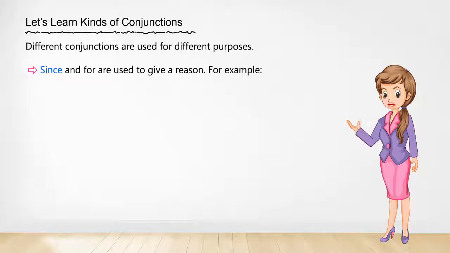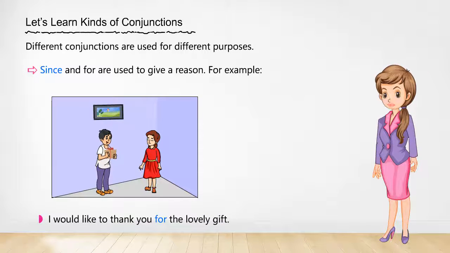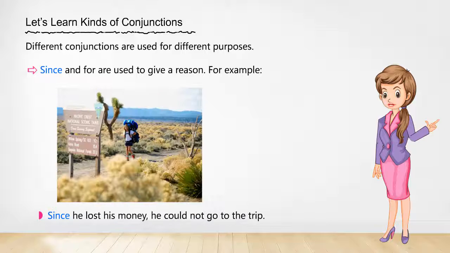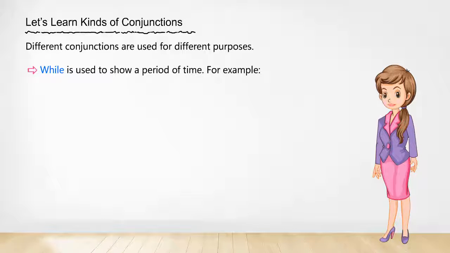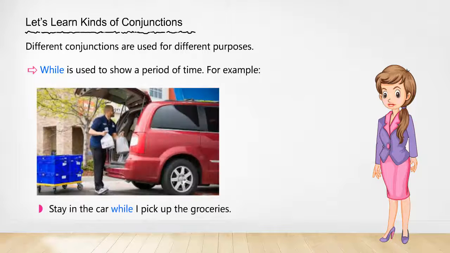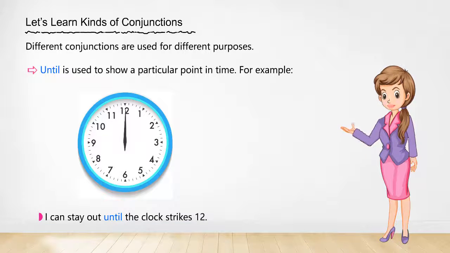Since and for are used to give a reason. For example, I would like to thank you for the lovely gift. Since he lost his money, he could not go on the trip. While is used to show a period of time. For example, stay in the car while I pick up the groceries. Until is used to show a particular point in time. For example, I can stay out until the clock strikes 12.